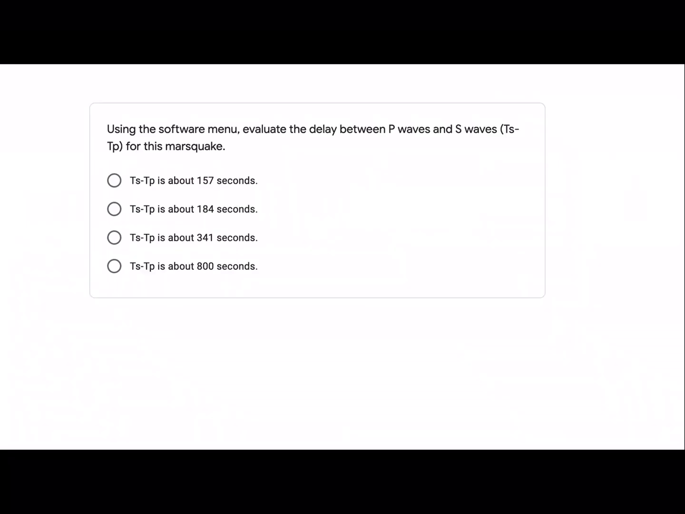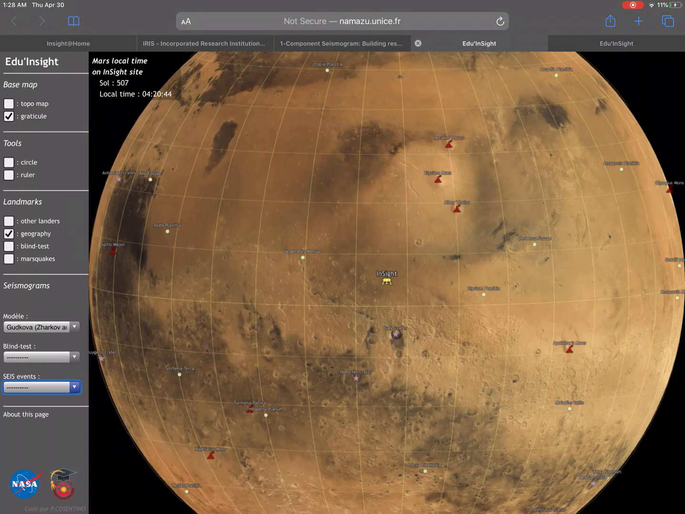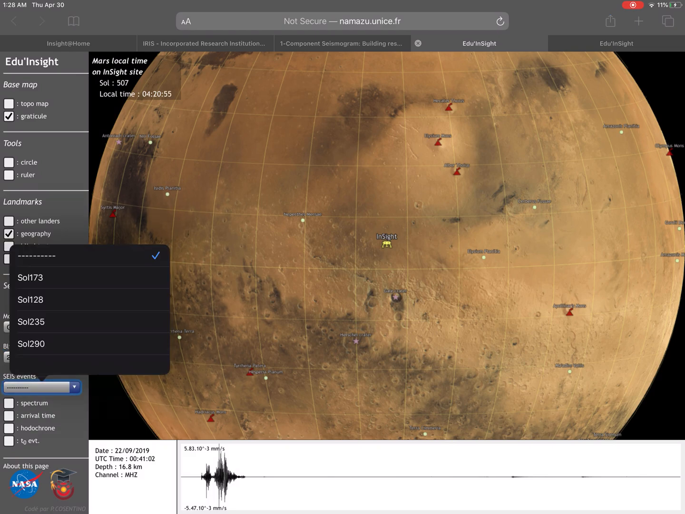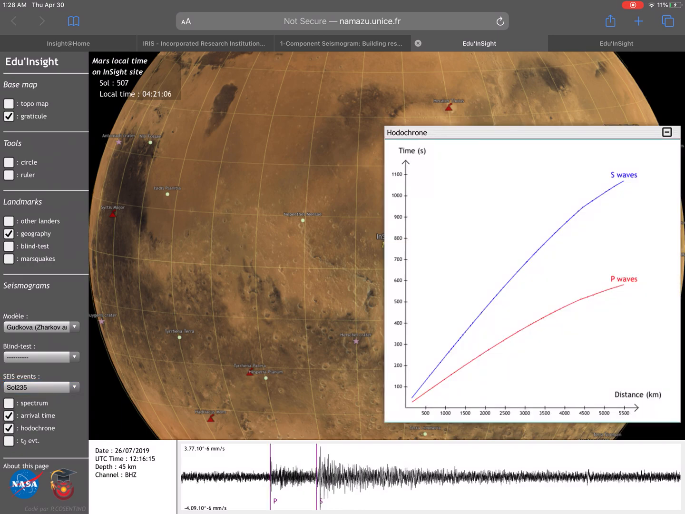Okay, so on Wednesday, we went back to Mars, and you were asked to use that little website, which is pretty neat. You can both have numerical modeling of the seismic wave for different models of Mars, but you can also look at actual records by the lander, and you were asked to look at the record for Sol 235 and look at the arrival time and the odochron. The odochron is the arrival of the P and the S wave versus the distance of the source from the recording station.